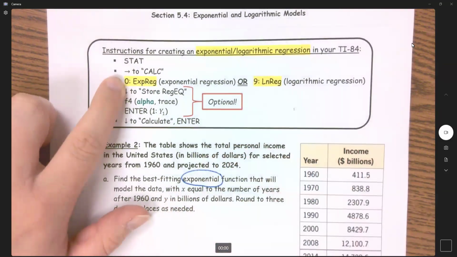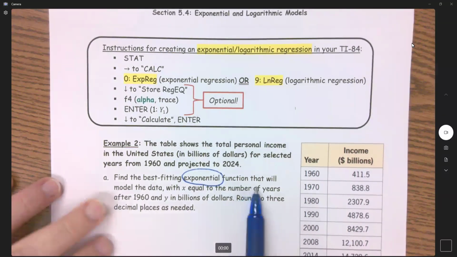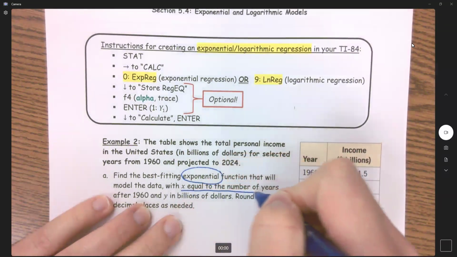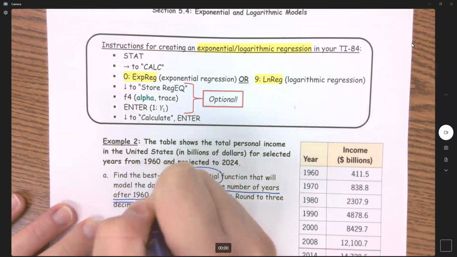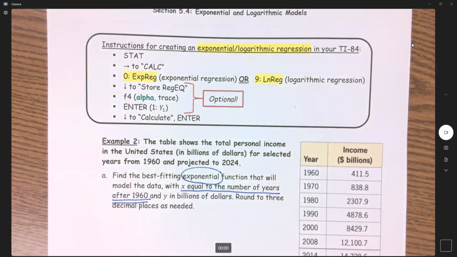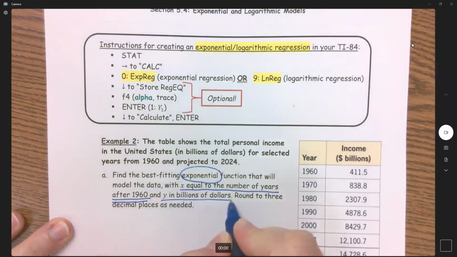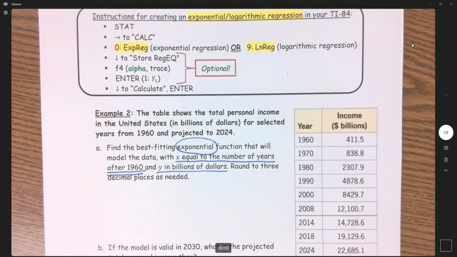So I know I'm going to 0, or it will say find the best fitting logarithmic function. Okay, but you're not going to have to choose between the two. That will model this data with x equal to the number of years after 1960 and with y in billions of dollars. We're going to round to 3 decimal places as needed.